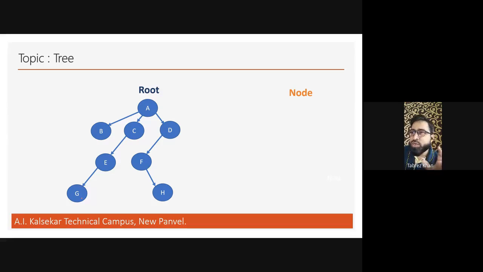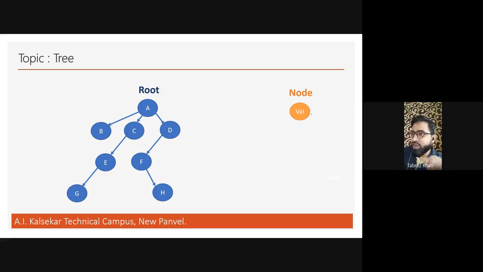So this is my node. When I represent the node for the non-linear data structure, I represent the node in a circular shape, and inside the circular shape, we write the value of the node. If you see here, A is the value of my root node. Likewise, B is the value of this node, C is the value of a node, D is the value of a node, and so on. So inside this circular shape, we specify the value. That's why I have written val, the value of a node.